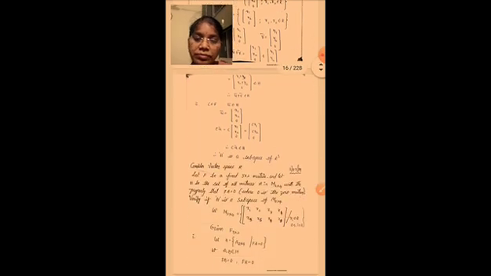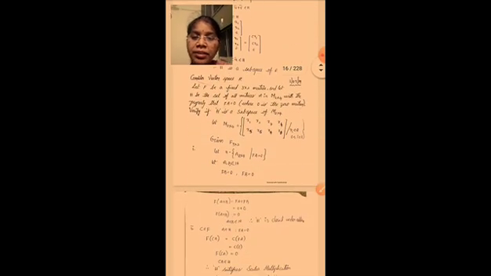The first one is closed under addition and the second is closed under scalar multiplication. If these two properties are satisfied, then the set H is said to be a subspace of V. If H is a subspace of V, these two conditions are satisfied. If these two conditions are satisfied, that set is said to be a subspace. Okay.